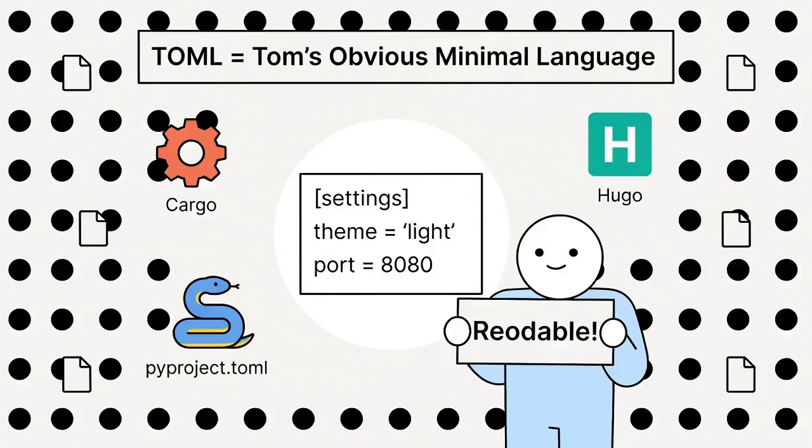Meet TOML, Tom's Obvious Minimal Language. It's a config file format designed to be easy to read and hard to mess up. Three of the most important tools in modern development rely on it: Cargo for Rust packages, Hugo for Go static sites, and pyproject.toml for Python projects. They all pick TOML because contributors shouldn't have to fight their build configs.